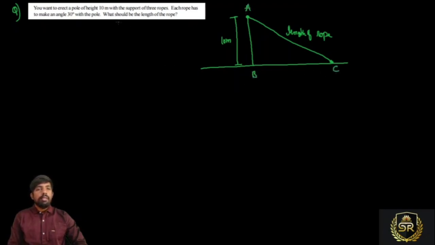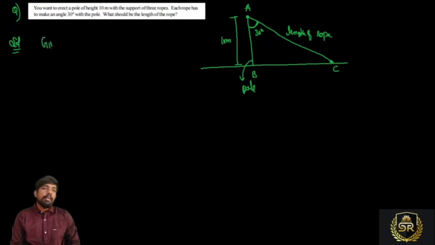Now each rope is making 30 degrees with the pole. So this rope is making 30 degrees with respect to the pole. Now what should be the length of the rope is being asked. The length of the rope means this line. And this is the pole. So, given data. First write the given: height of the pole.